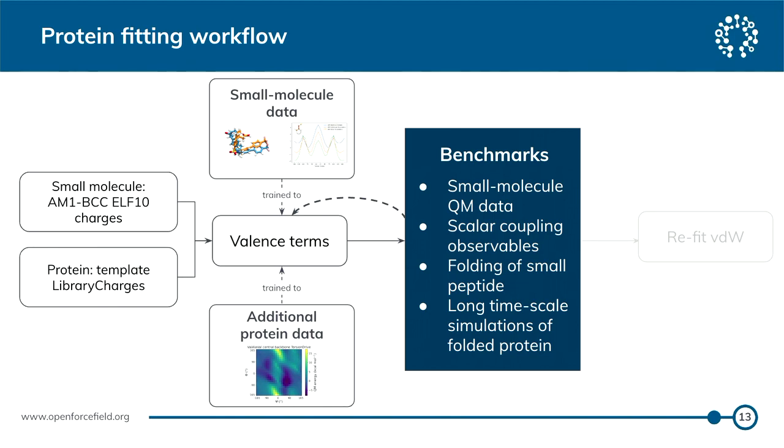And the reason we use ELF10 is because, as covered previously in this conference, AM1BCC has the unfortunate disadvantage of having some conformer dependence in how it assigns charges. So ELF10 averages charges across up to 10 structurally diverse conformers that have been selected to have low electrostatic interaction energies.